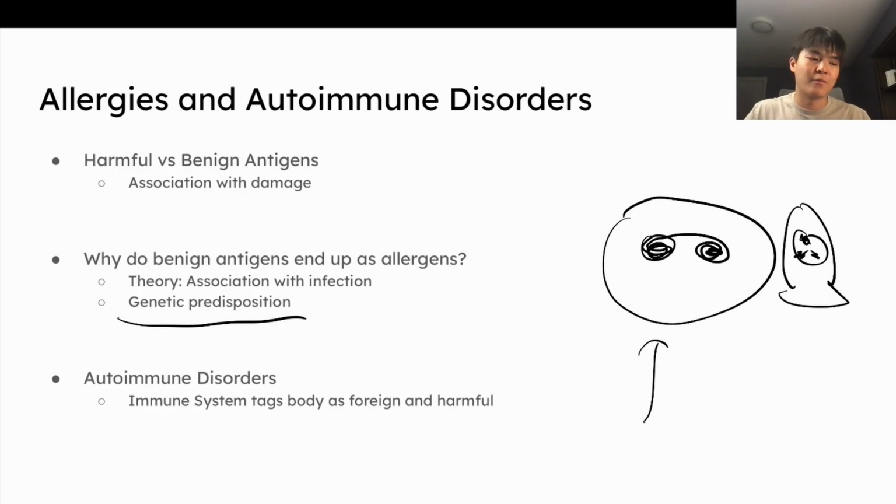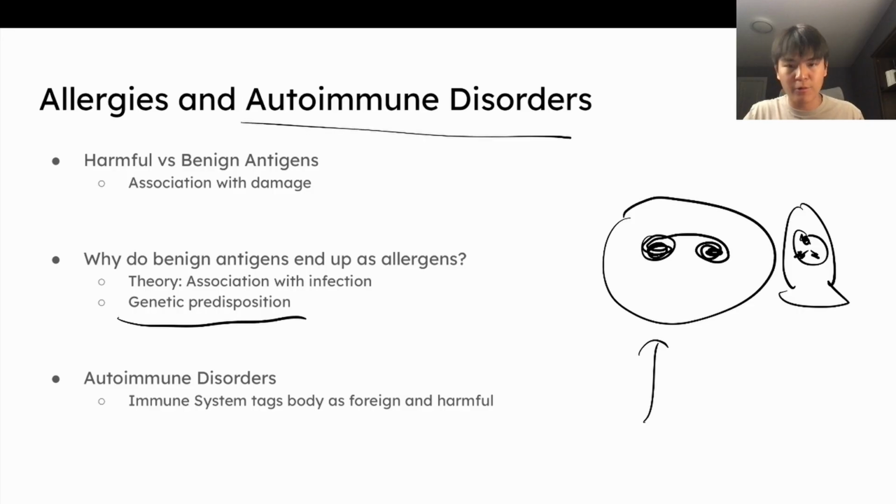But I'll make a video on that when I'm more informed. But that's generally what happens: your body thinks this is a bad thing, calls in the reinforcements for something that's actually harmless, or even our own cells, and that's where autoimmune disorders come from.